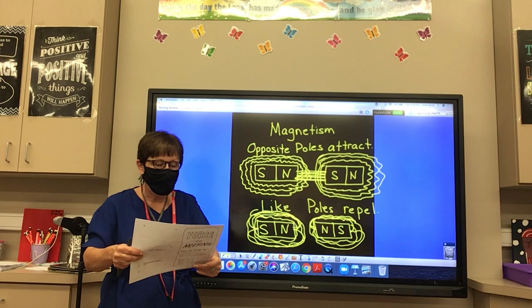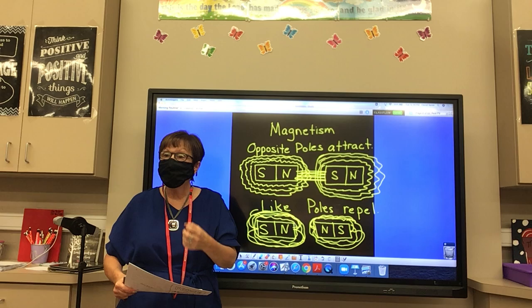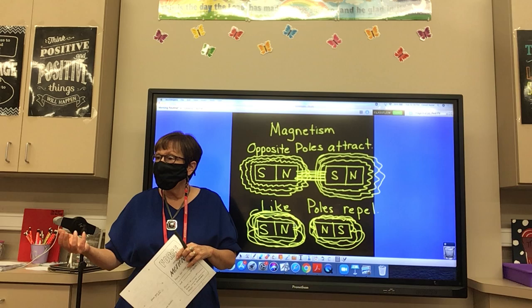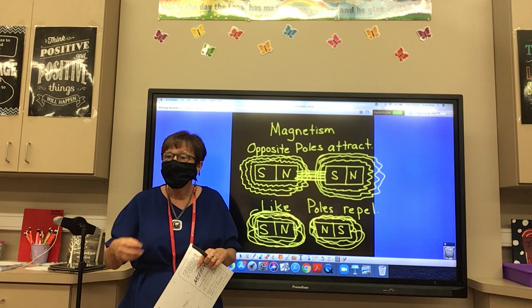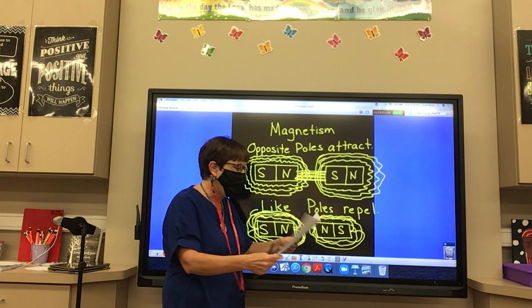Okay, now, magnets will only stick to certain types of metal. Who's ever played with magnets? And you walk around and you try to stick them to different things, right? That's fun to do, isn't it? To try to stick them to things. Stick them to something, they'll stick. Stick them to other things, and what happens? They fall off, right?